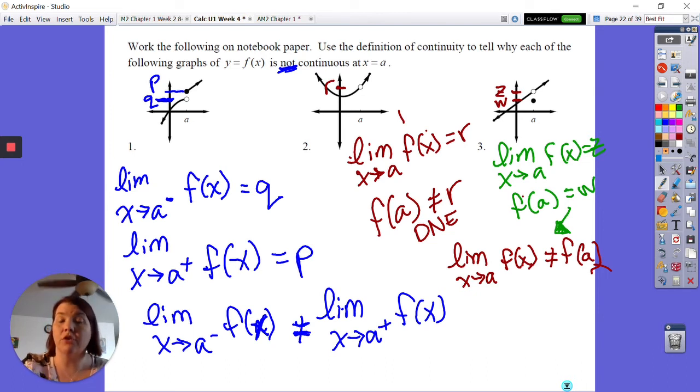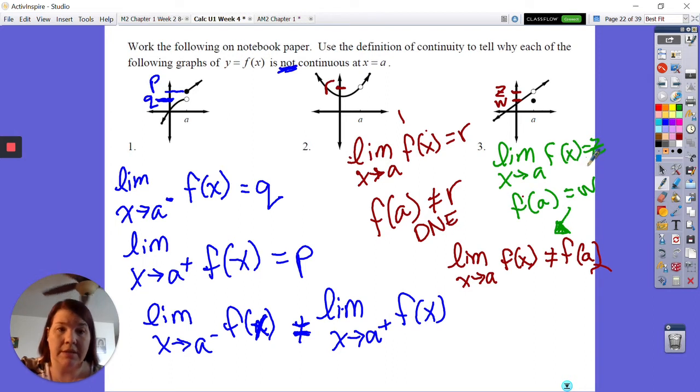So none of these functions are continuous for different reasons. This first one is not continuous because the left and right hand limits don't agree. And that's what I've written in mathese down here. This one, the limit does exist, but the function is not defined at a, and therefore the limit is not equal to the value of the function. In this one, the limit does exist, the value of the function does exist.